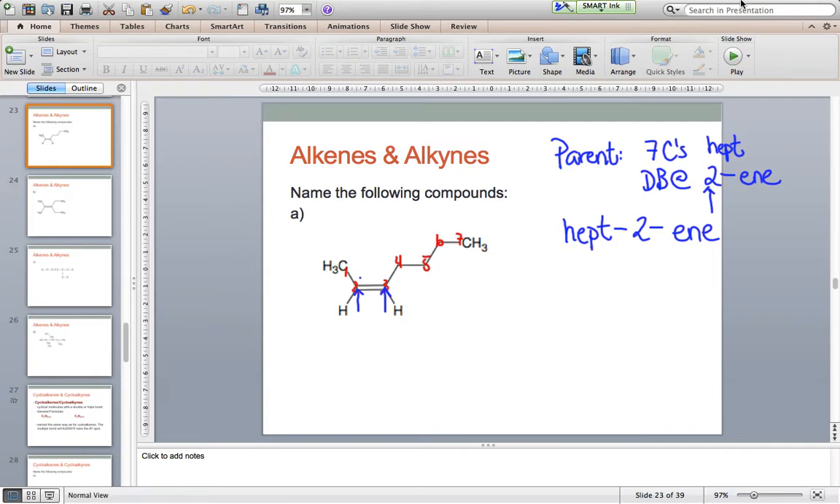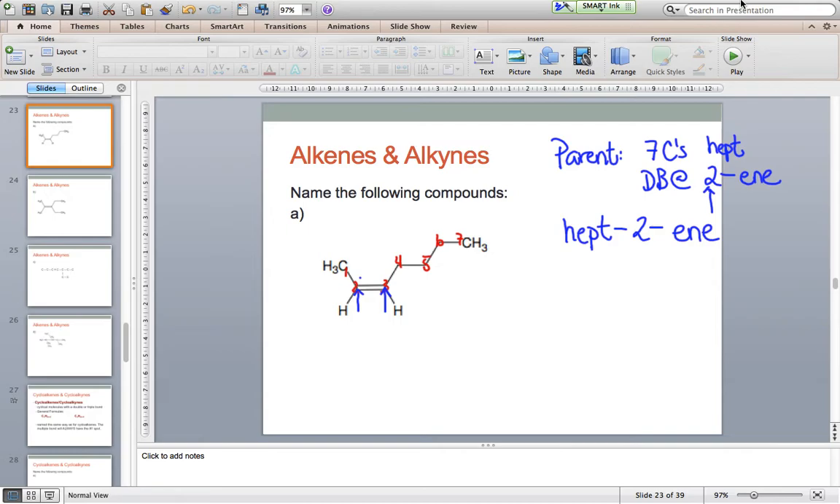Hept-2-ene does not roll off the tongue. Again, I'm just the messenger on this. If everybody could name things my way, I like to think the world would be a better place. However, who am I really? No one's following my rules, including students in my classroom. So instead of calling this 2-heptene, it's called hept-2-ene.